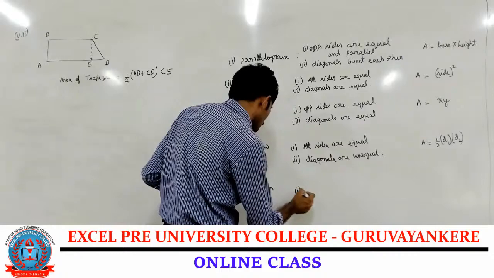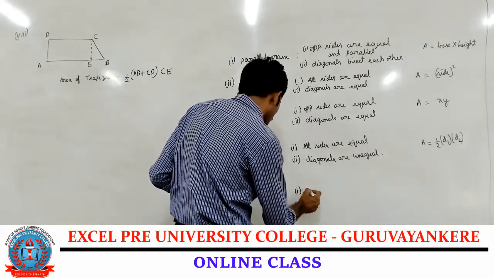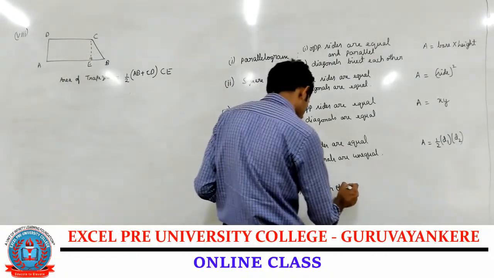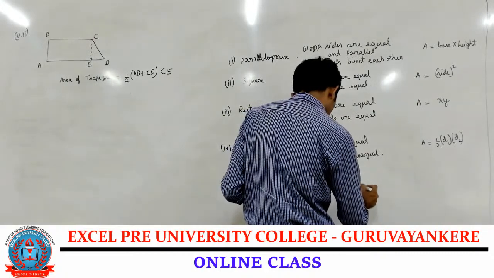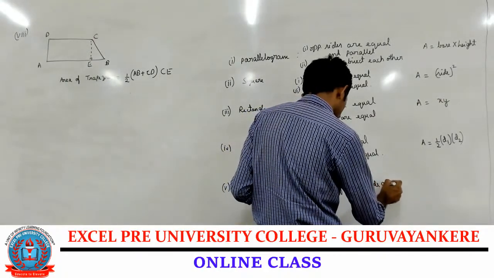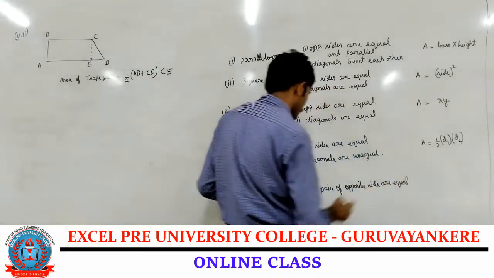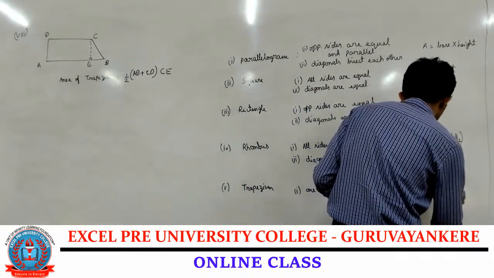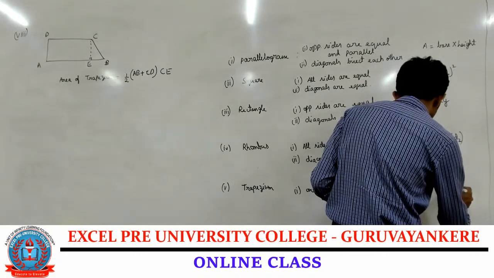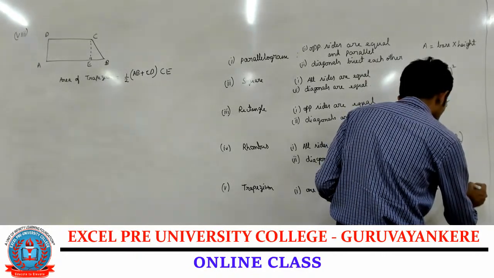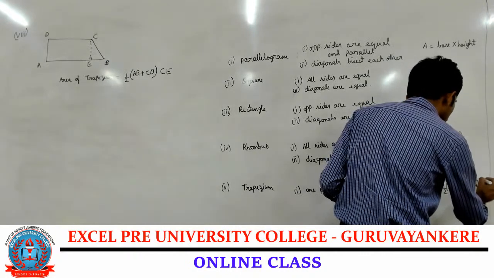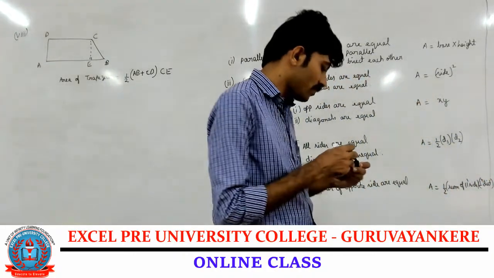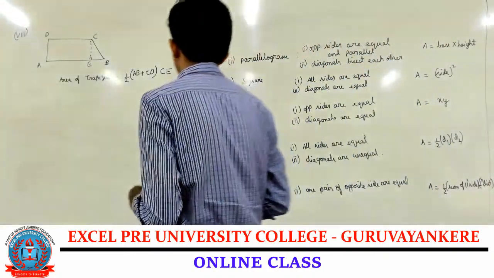Trapezium: one pair of opposite sides is parallel, not both pairs, just one pair. And the area of the trapezium is half into the sum of the parallel sides multiplied by the perpendicular distance.